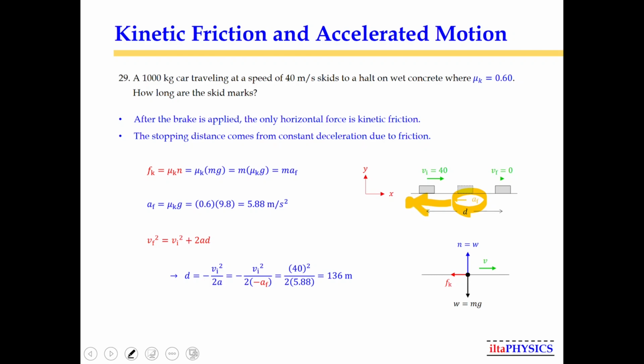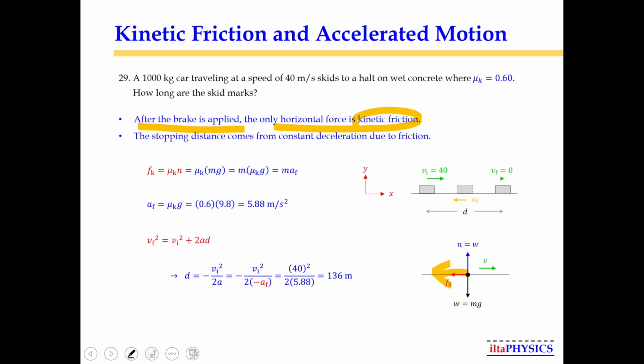Now, let's draw a free body diagram for this. Let's show all the forces acting on the object at some point during the deceleration. The weight acts downward proportional to the mass of the car. The normal force acts upward with the same magnitude. And once the brakes are applied, the kinetic friction between the car and the road acts to the left.